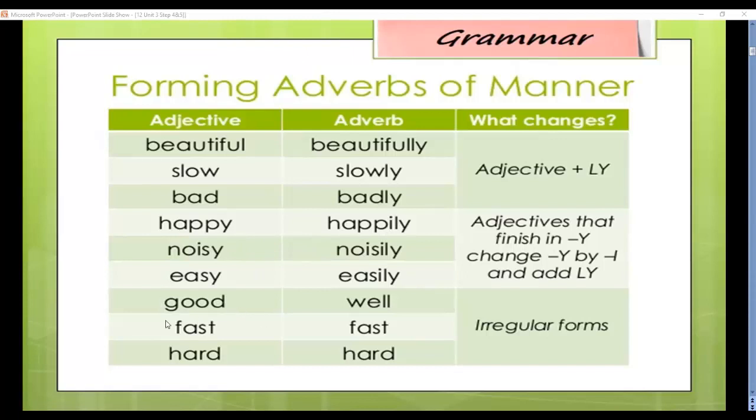Take care of these three adjectives. Good, this is well. Fast, this is fast. Hard, this is hard. Take care of these three exceptional adjectives: good, well; fast, fast; hard, hard.